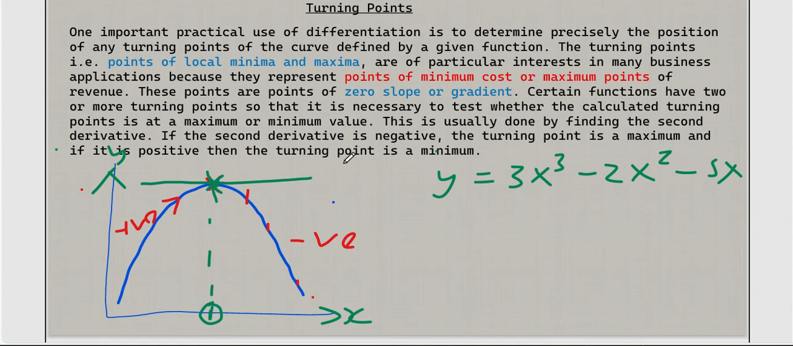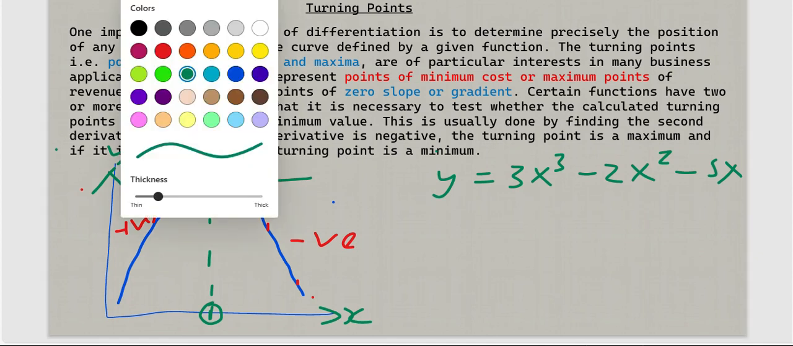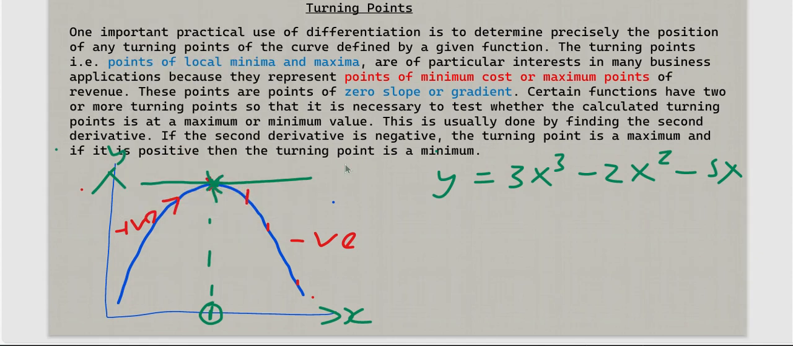Alright, so how do we get that? We get that by first differentiating. So we need to differentiate our function. Remember we said differentiating is getting a slope. So dy by dx is equal to, as we have done in our previous class, 9x squared minus 4x minus 5. So that is dy by dx. That means if you differentiate this function, you're actually going to get this one.